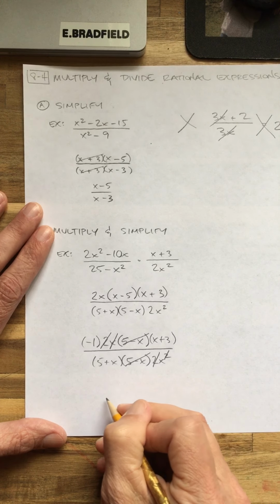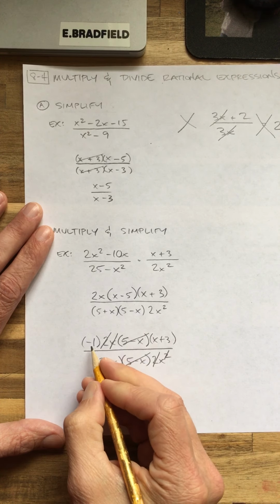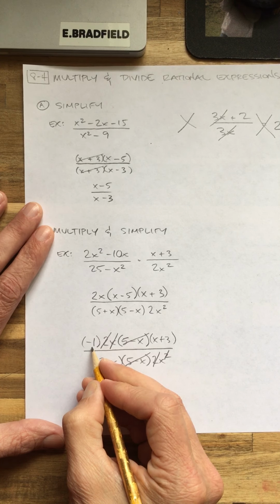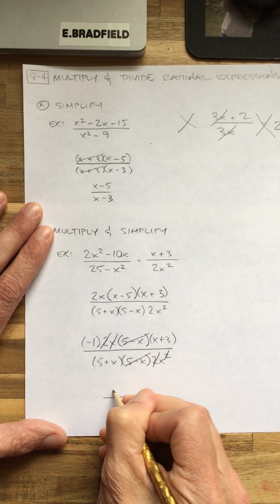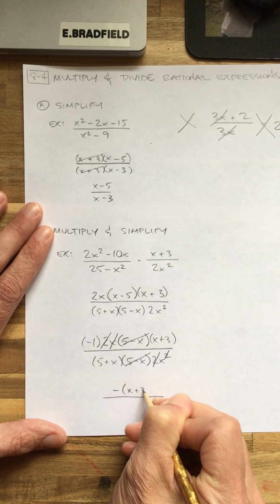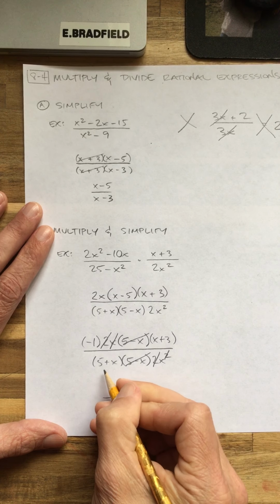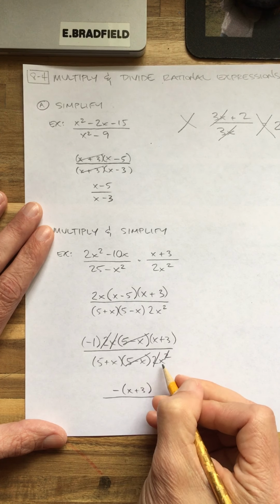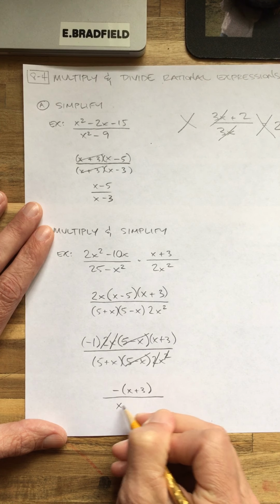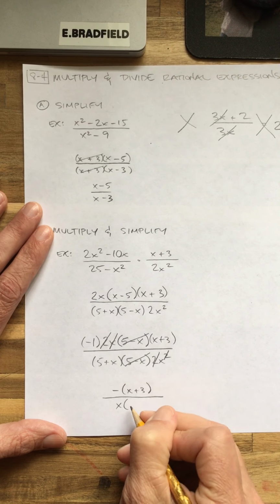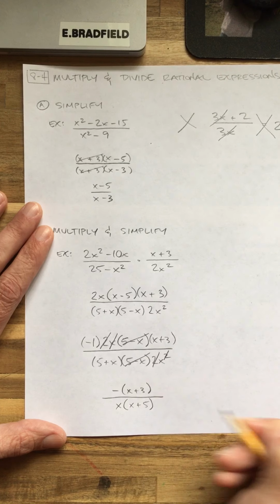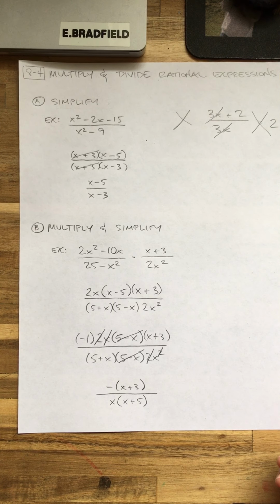So now let's see what we're left with. We're left with a negative times an x plus 3. So this is negative x plus 3 over, we have a 5 plus x, and we also have an x there, so I could put an x. And 5 plus x, that's the same thing as x plus 5, so I'll just write it in that same order.